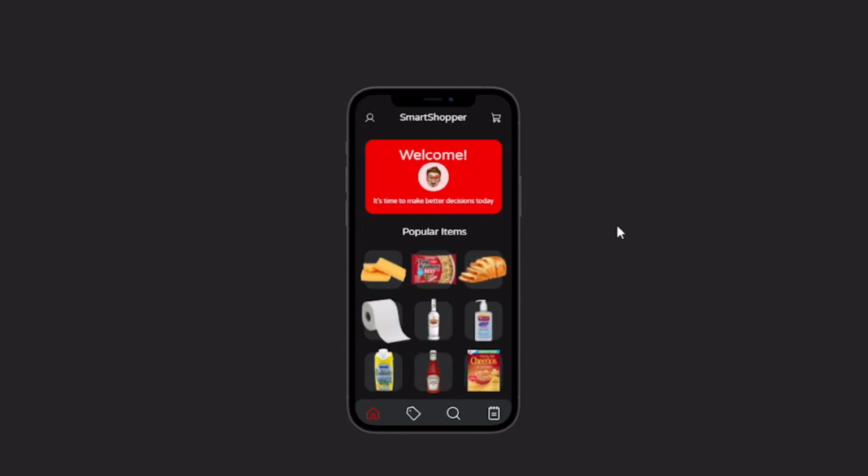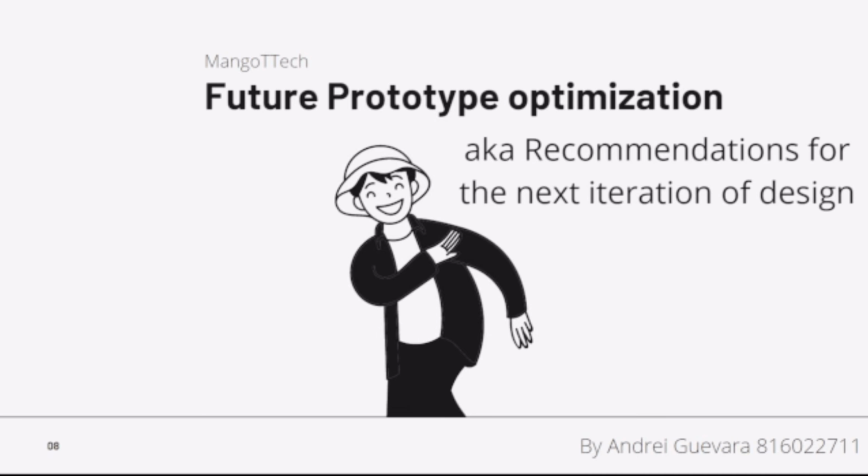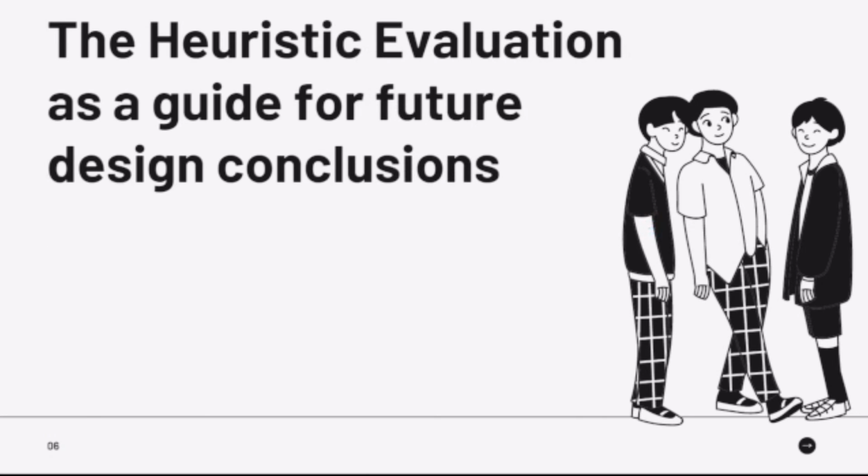Next, we'll have Andrei with prototype optimization. Good day everyone, and thank you for the introduction, Toni-Marie. So today I'll be talking about feature prototype optimization, also known as recommendations for the next iteration of design. The heuristic evaluation was used as a guide for future design conclusions. The heuristic evaluation highlighted many design flaws of the prototype. The majority of them were minor issues which will not be considered, however the most severe ones will receive attention.